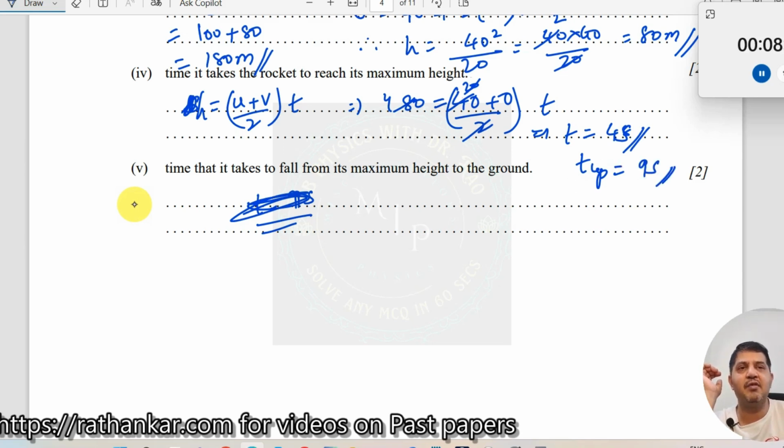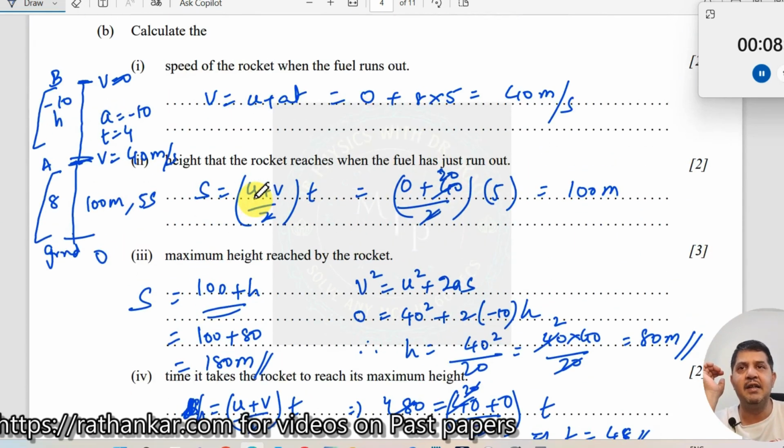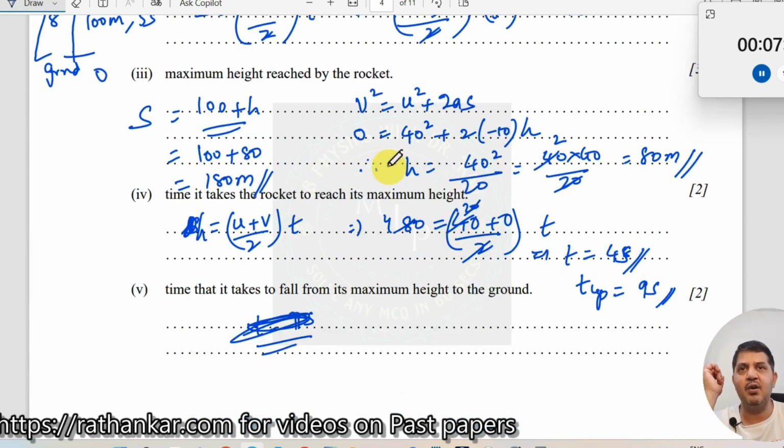Will this be equal to 9 seconds? Will the same 9 seconds be equal when it is coming downwards? Definitely not. Why? Because there's a difference in acceleration. Here the acceleration is minus 10. Here the acceleration is 8 meters per second square. So therefore, definitely they will not be the same. So I need to calculate separately. Now how do I do that?